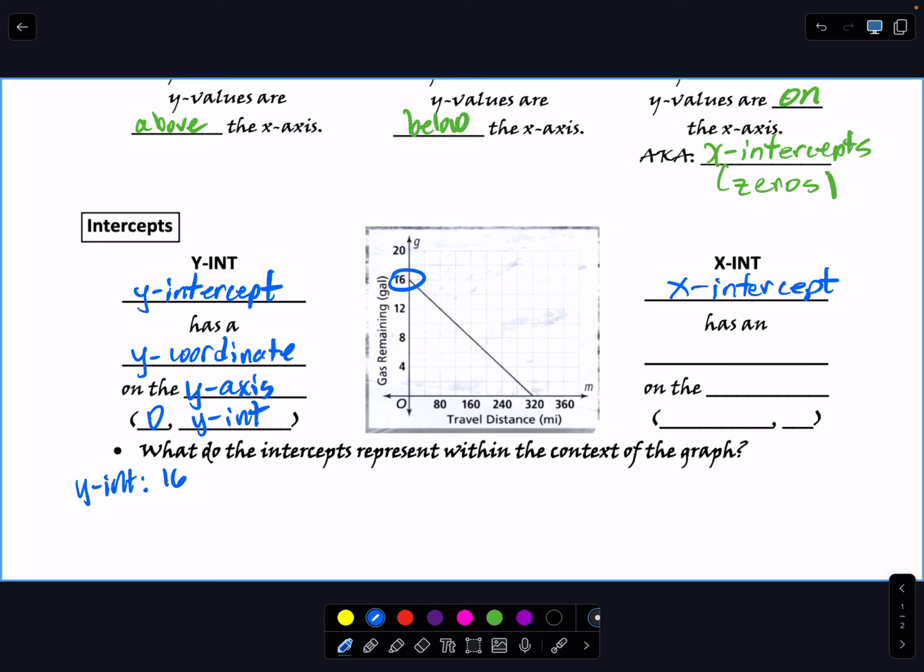And what does it represent? Well, you read that the y-axis is about gas and gallons. The x-axis is about travel in miles. So that y-intercept, when x is 0, you haven't traveled anywhere, but you have 16 gallons. So what is the amount of gas at the initial time? So the 16 is the amount of gas at the start.